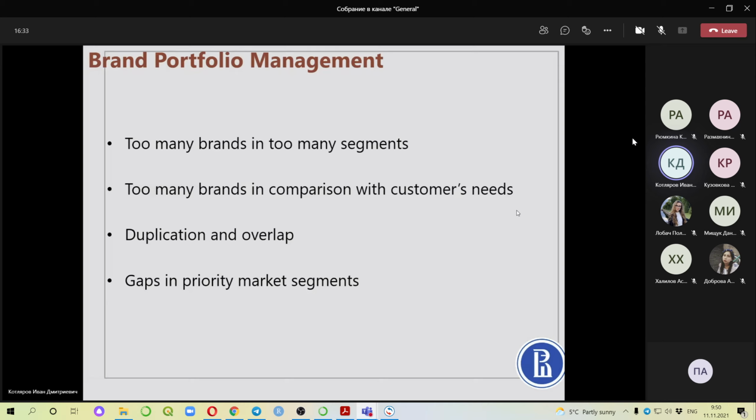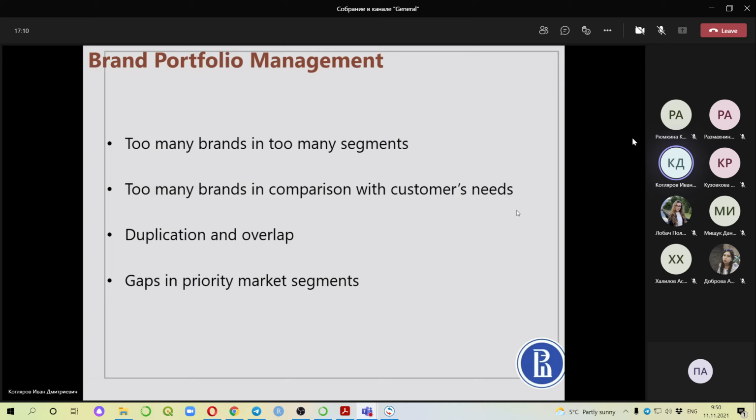And obviously, it will dramatically reduce our potential for financial success, because customers now prefer brands. And each market segment should have a specific brand. So, as you understand, duplication and gaps are contrary situations in brand management. In case of duplication, we have too many brands for one segment. In case of gaps, we don't have a brand for a specific segment, which is important for our company.